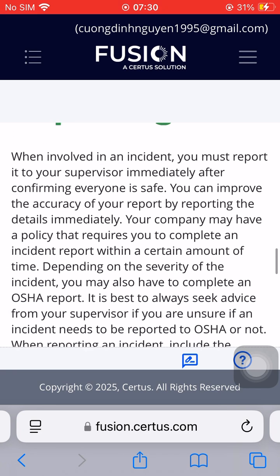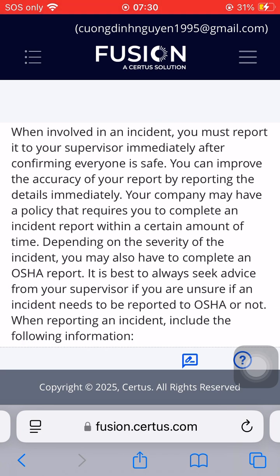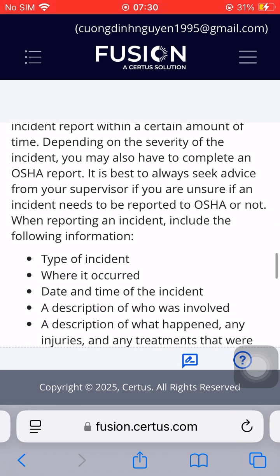Incident reporting. When involved in an incident, you must report it to your supervisor immediately after confirming everyone is safe. You can improve the accuracy of your report by reporting the details immediately. Your company may have a policy that requires you to complete an incident report within a certain amount of time. Depending on the severity of the incident, you may also have to complete an OSHA report. It is best to always seek advice from your supervisor if you are unsure if an incident needs to be reported to OSHA or not.